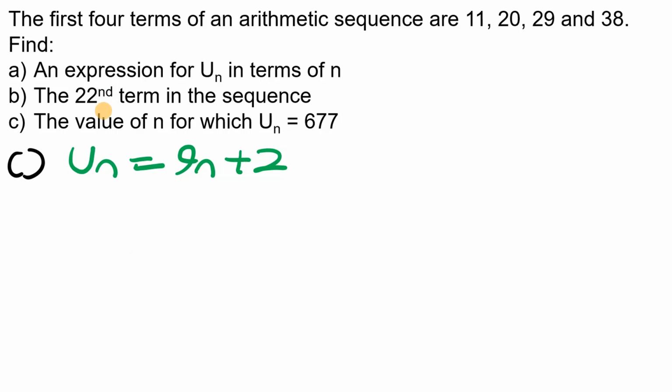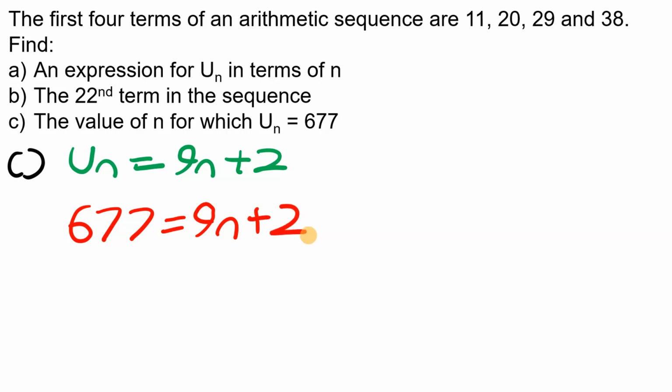Okay, and then for part C, we need to find the value of n for which un is equal to 677. So the question is essentially asking what term is equal to 677. The way that we're going to do this, as un is equal to this here, we're just going to say that 677 is equal to 9n plus 2 and rearrange to find n.